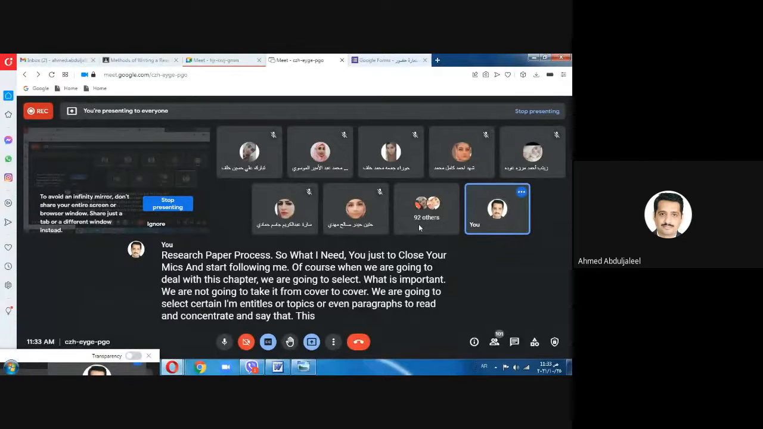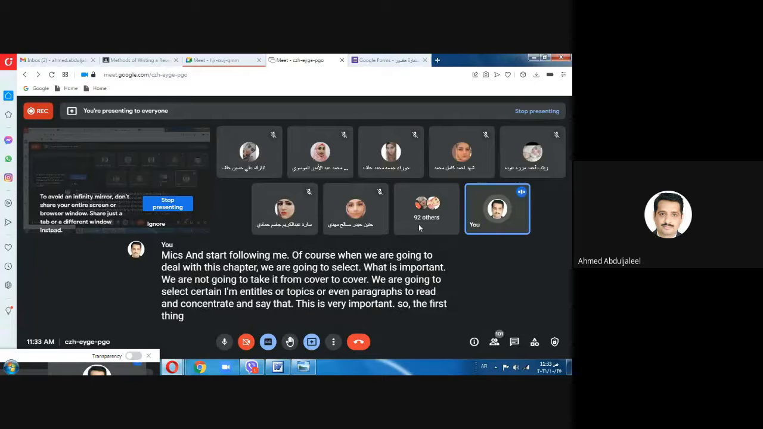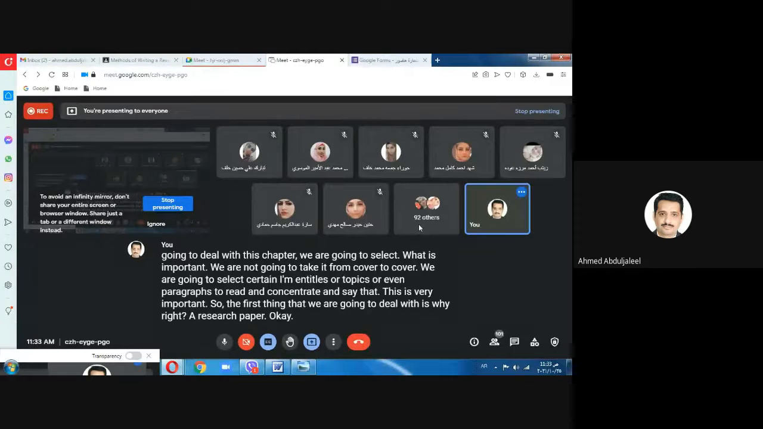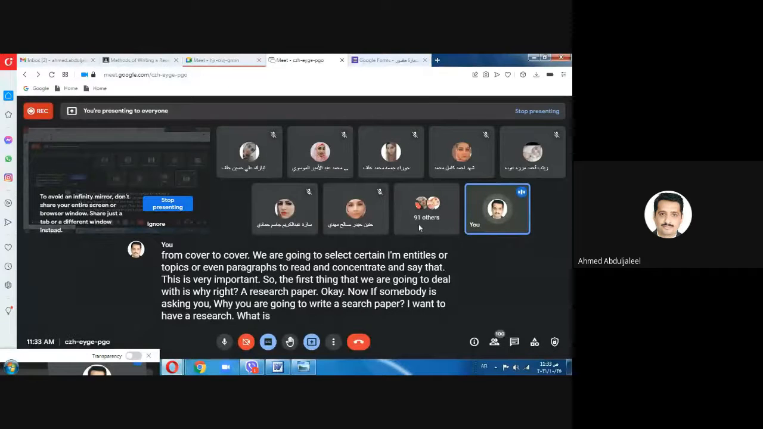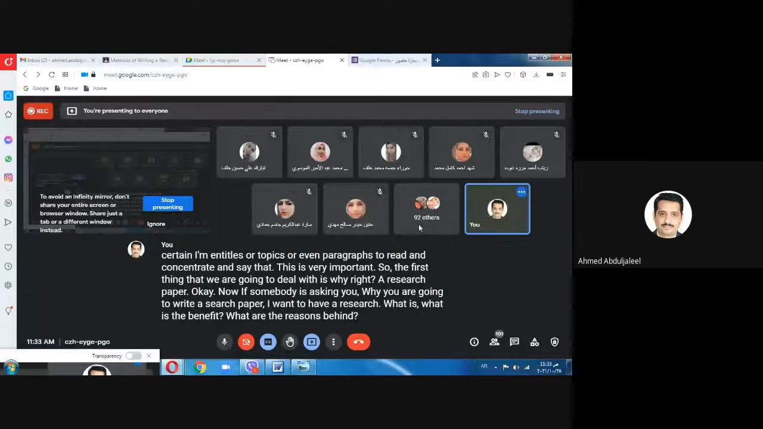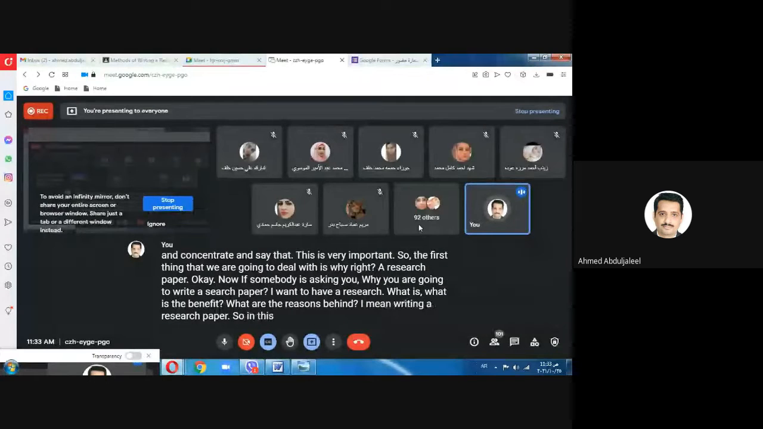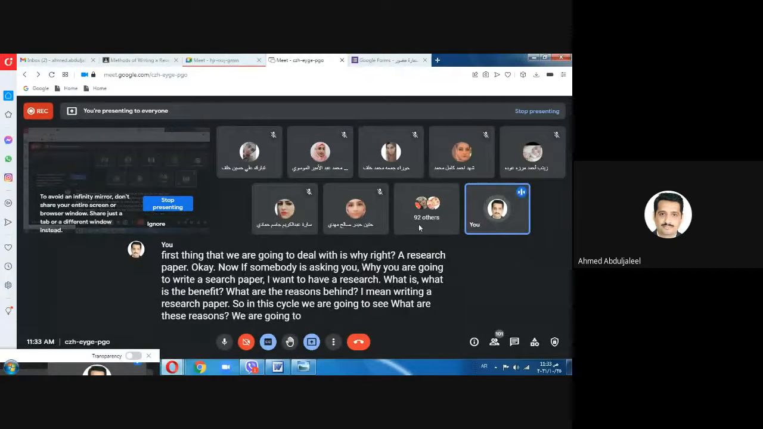We are going to select certain titles or topics or even paragraphs to read and concentrate and say that this is very important. So the first thing that we are going to deal with is why write a research paper. Okay. Now, if somebody is asking you why you are going to write a research paper, I want to have a research. What is the benefit? What are the reasons behind writing a research paper? So in this title, we are going to see what are these reasons. We are going to discuss them one by one.